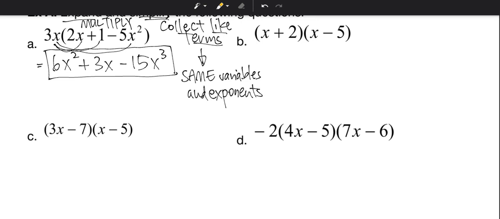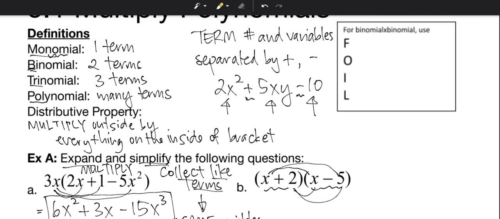We can also use the distributive property to do a binomial times a binomial. So you can see part B, a binomial times a binomial. We're just going to take everything from the first bracket and multiply it by everything in the second bracket, right? So this x is going to get multiplied by this one and this one, and this 2 is going to get multiplied by this one and this one. Okay, so we have a mnemonic to remember that.